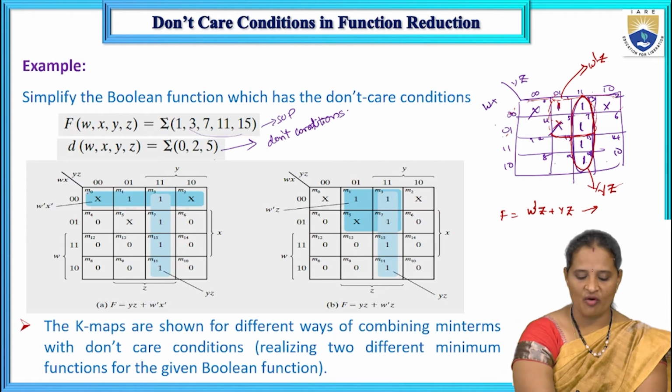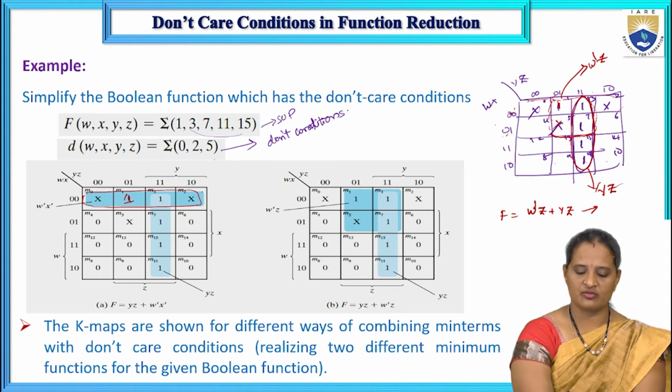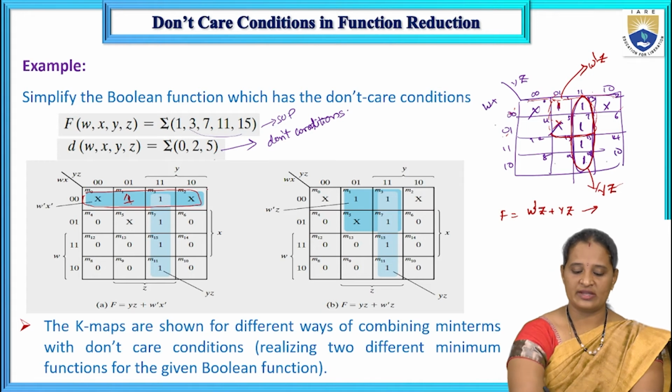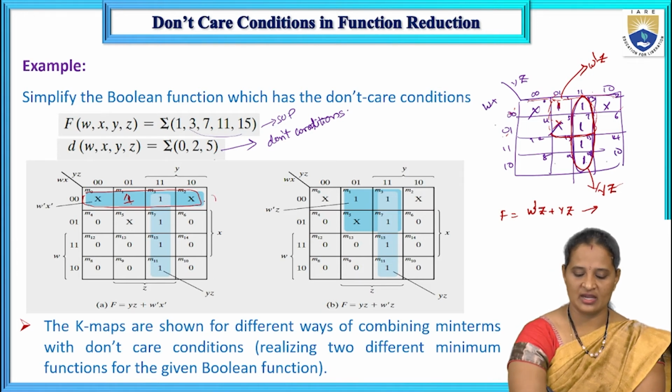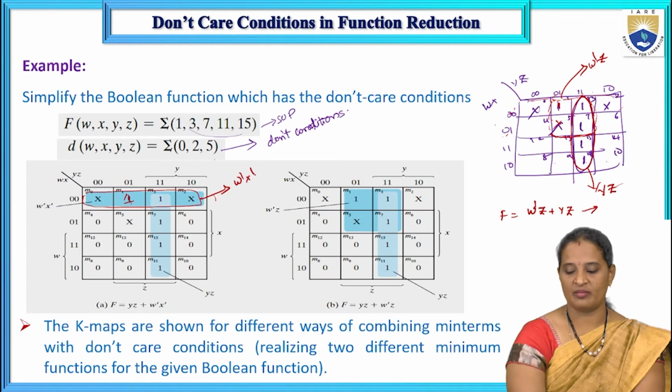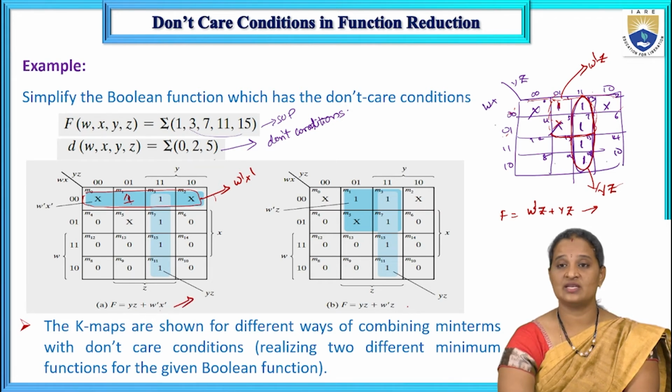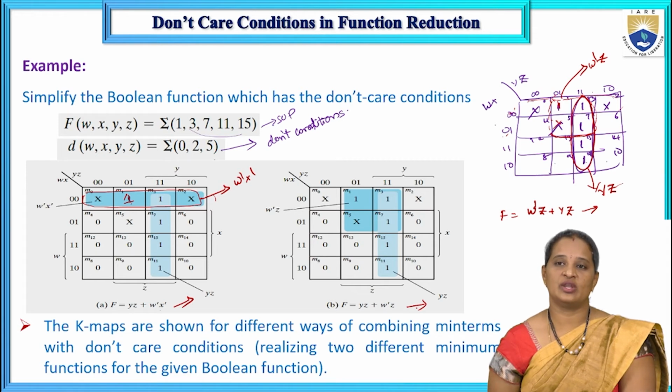So there is another possibility. I can also form a quad with these 4 such that this one is covered. Not only forming a quad, this quad also covers the 1. So that is why we can again have 2 answers here. This one is yz and this one is w complement x complement. We have again 2 possible outputs: one is w complement x complement plus yz, whereas the other is w complement z plus yz. So this is don't care conditions.